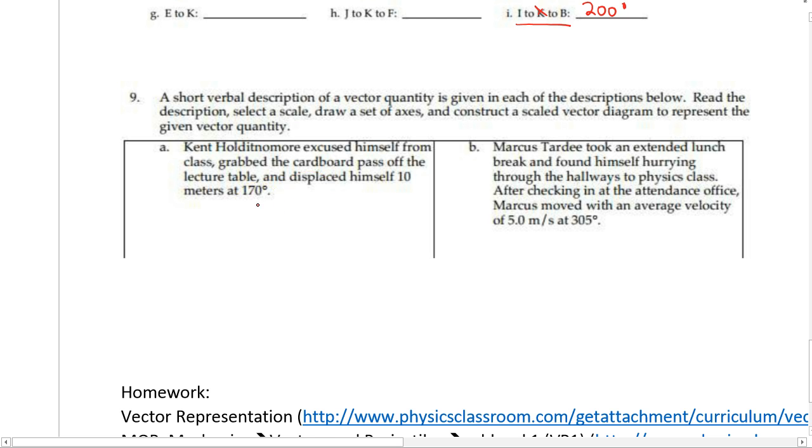So clearly this is a school where they require a cardboard pass just to go to the washroom. Aren't you glad you go to our school?